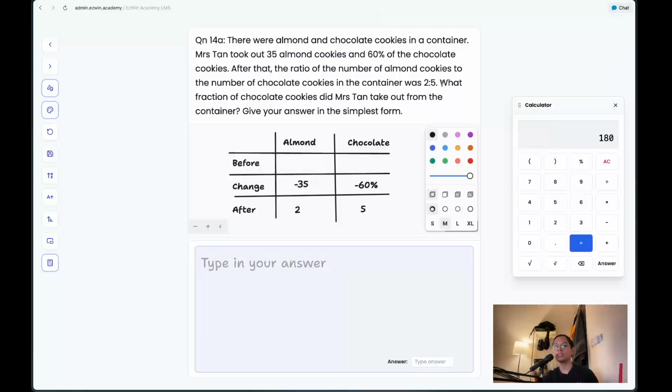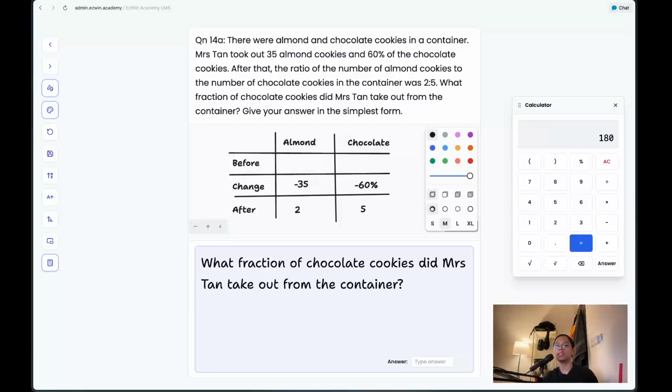So what fraction of the chocolate cookies did Mrs. Tan take out from the container? In this case, it's basically 60%. And 60% will be equal to 60 out of 100. If you were to simplify it, this would be equal to 6 out of 10. Simplify it again, if you divide this by 2, this will be 3 out of 5. So the answer to this question will be 3 out of 5.